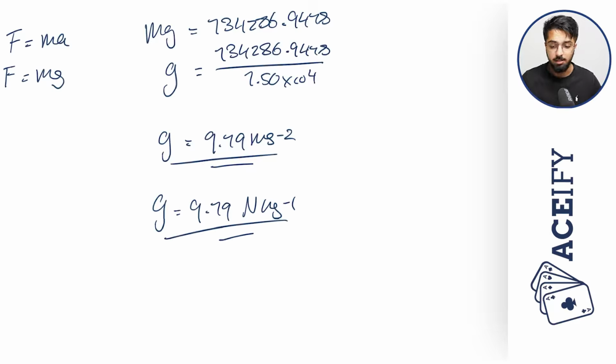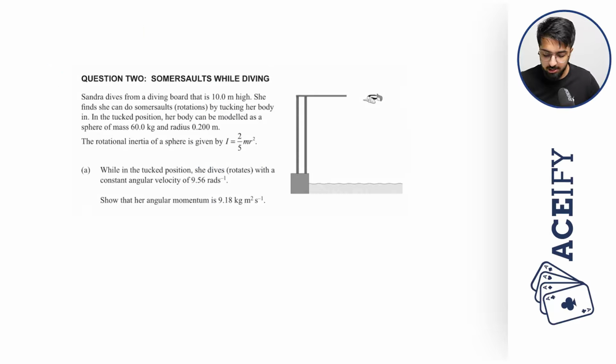Same thing. All right. Sandra dives from a diving board that is 10 meters high. She finds that she can do somersaults, which are just rotations, by tucking her body in. In the tuck position, her body can be modeled as a sphere with mass 60 kgs and a radius of 0.2 meters. The rotational inertia of a sphere is given as I is equal to 2 over 5 mr squared. While in the tuck position, she rotates with a constant angular velocity of 9.56 radians per second. Show that her angular momentum is 9.18 kg meters squared per second.